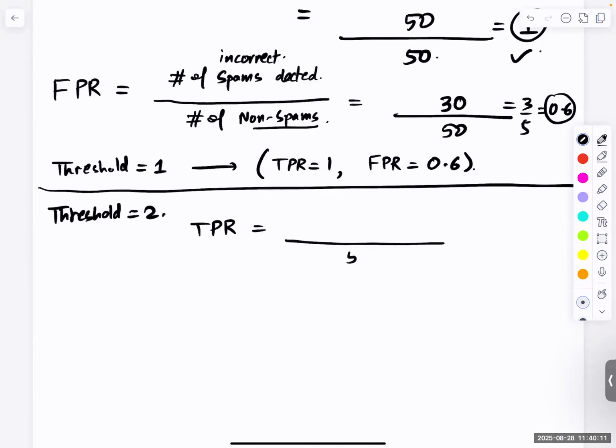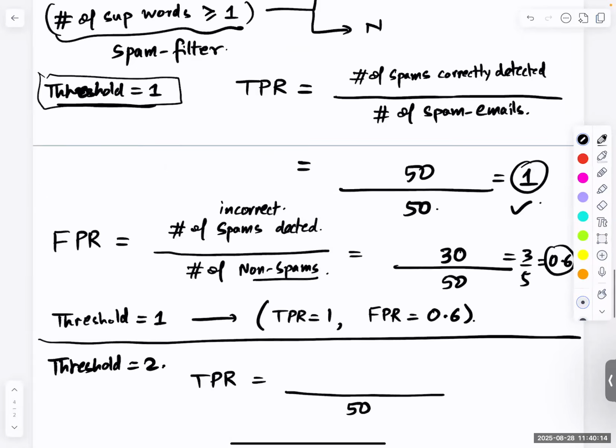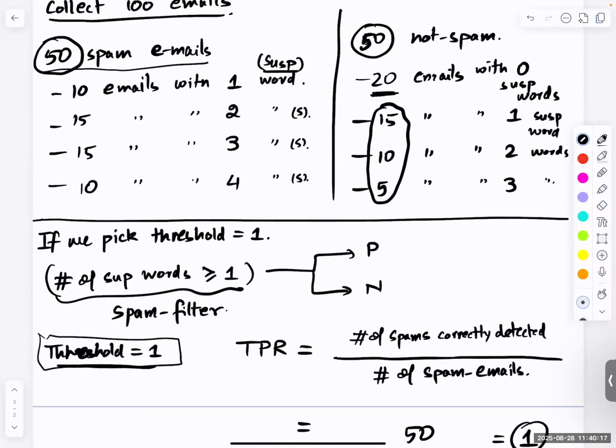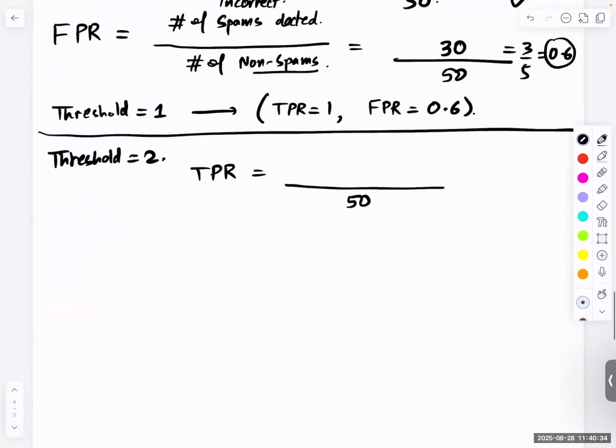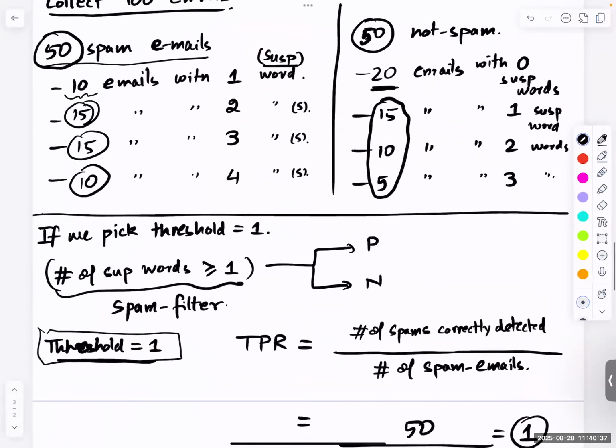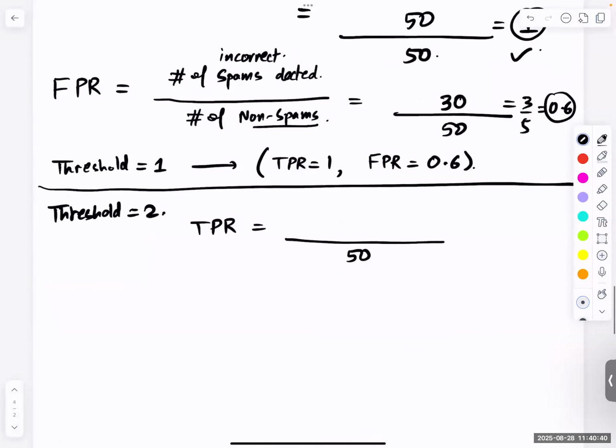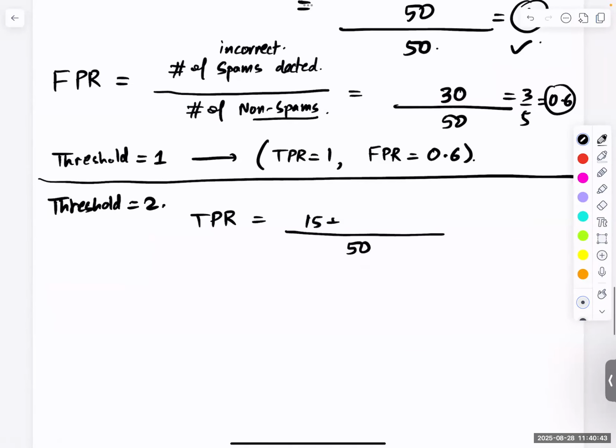TPR is out of all spam emails, how many are now detected as spams? Let's go back to this. In this case, what's going to happen? I'm only going to declare these 15, these 15, and these 10 as spam. These 10 emails will not be declared as spam because they only have one suspicious word, and my threshold is 2 suspicious words, right? So my true positive rate will be 15 plus 15 plus 10 divided by 50, which becomes 40 by 50. So this becomes 0.8.